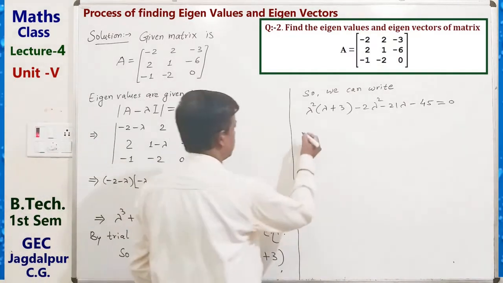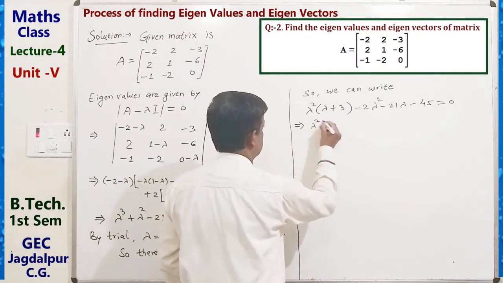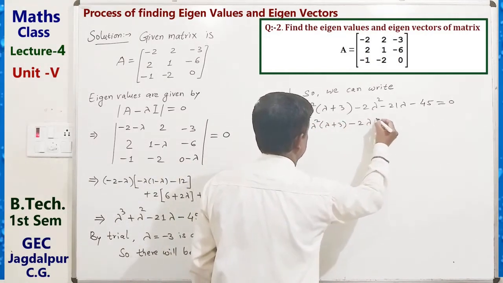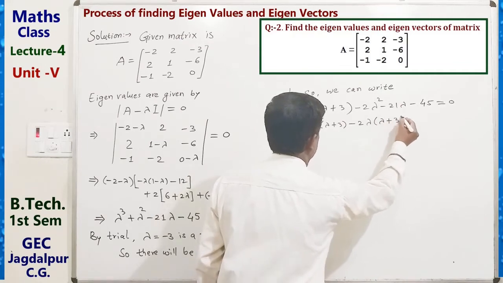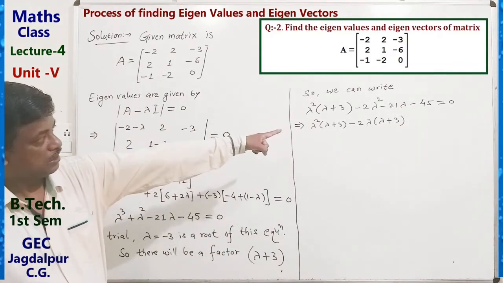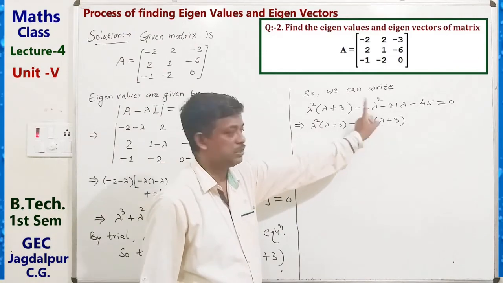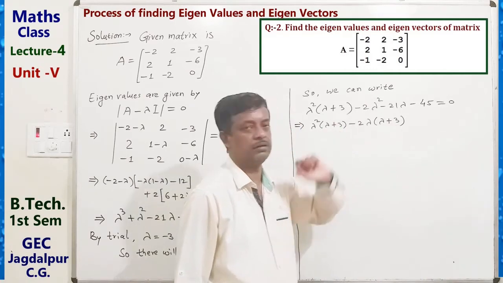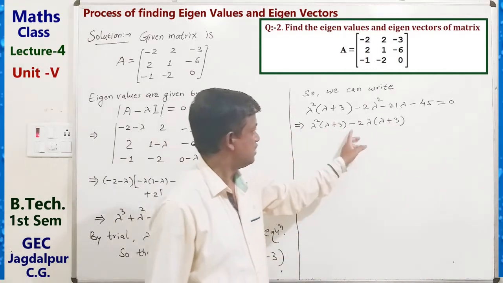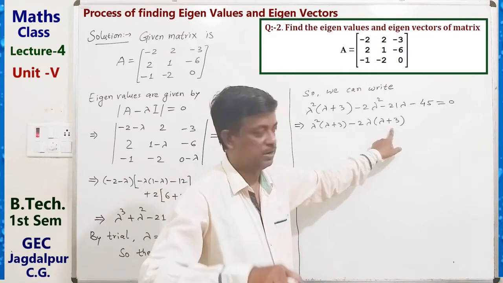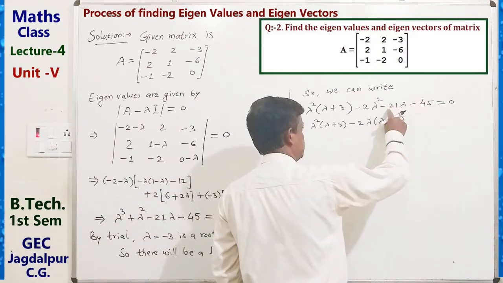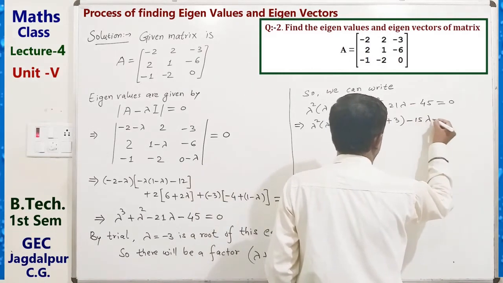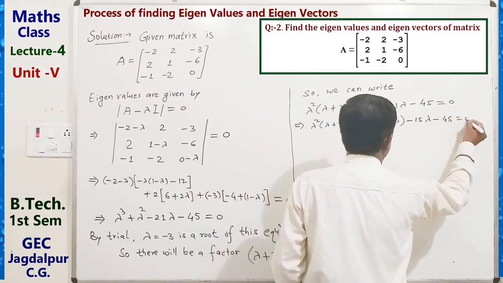So here lambda square, lambda plus 3. Now here minus 2 lambda, lambda plus 3. So here we see that after minus 2 lambda square, this minus 6 lambda is extra. So minus 6 lambda, so plus 6 lambda is here. So minus 15 lambda minus 45 equals 0.